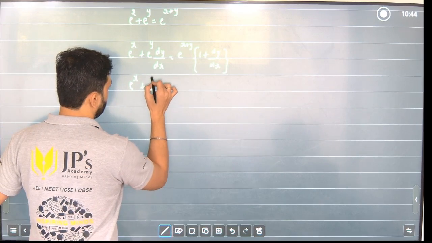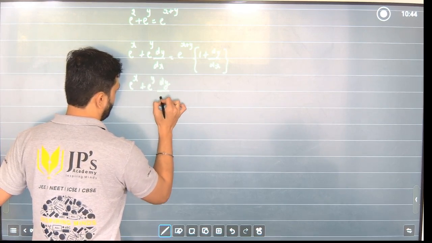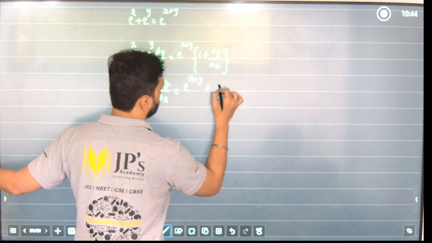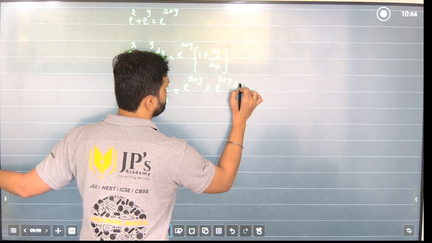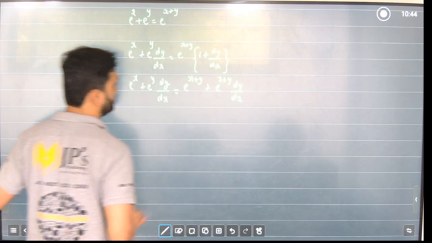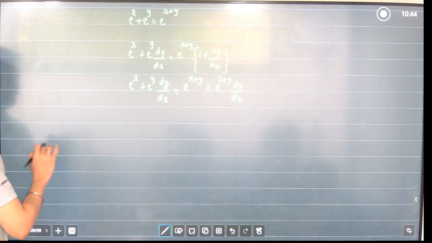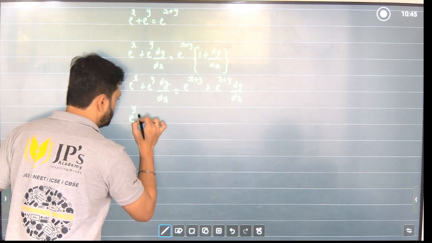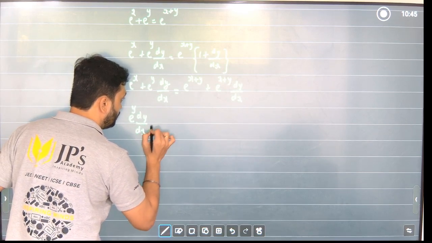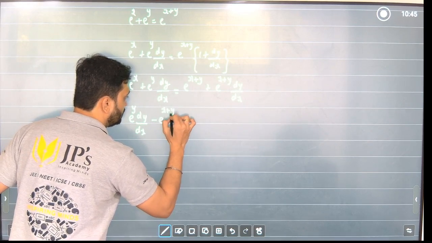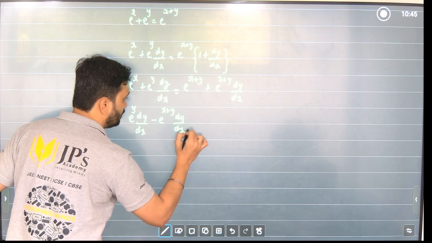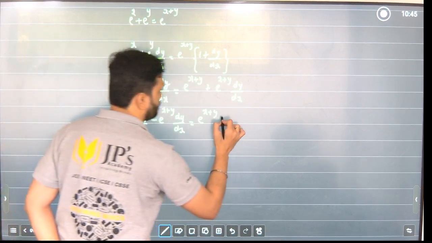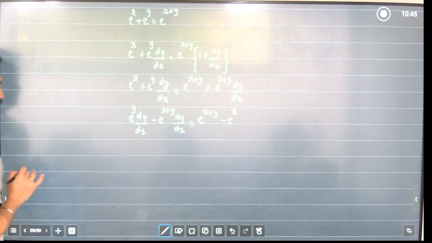e raised to x plus e raised to y dy by dx is equal to e raised to x plus y plus e raised to x plus y dy by dx. I take all the dy by dx terms on left hand side and non dy by dx terms on the right hand side. So this will become e raised to y dy by dx minus e raised to x plus y dy by dx is equal to e raised to x plus y minus e raised to x. Did you guys understand this?